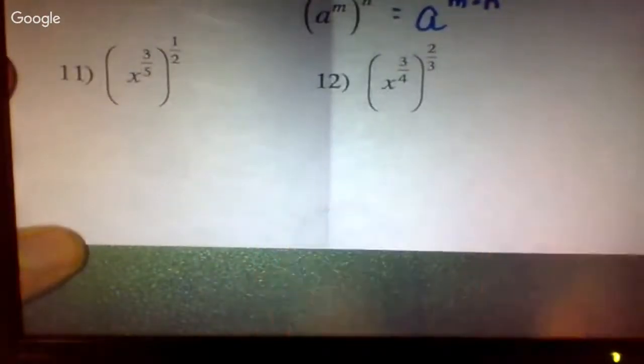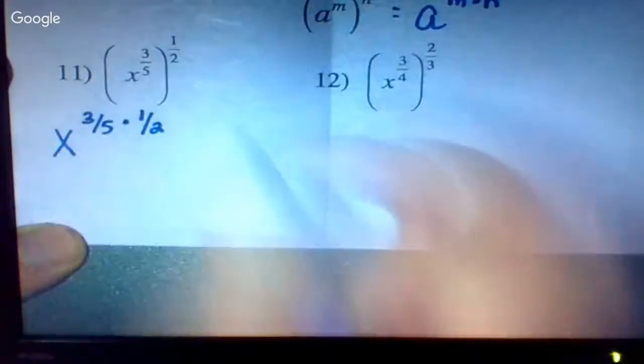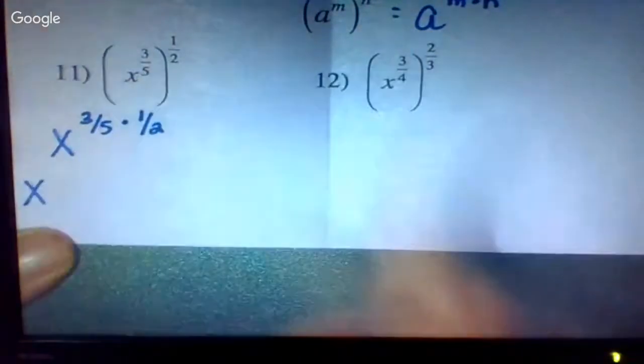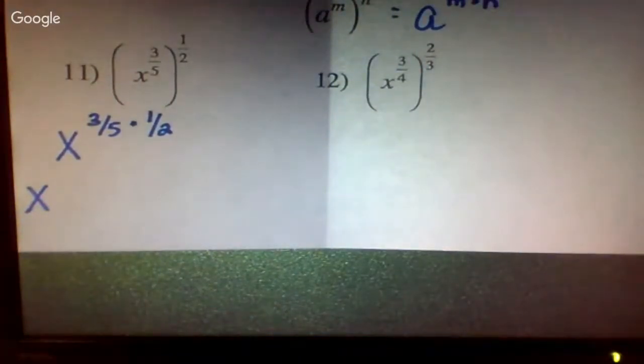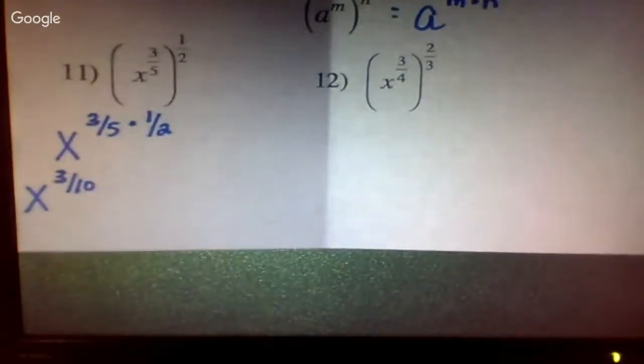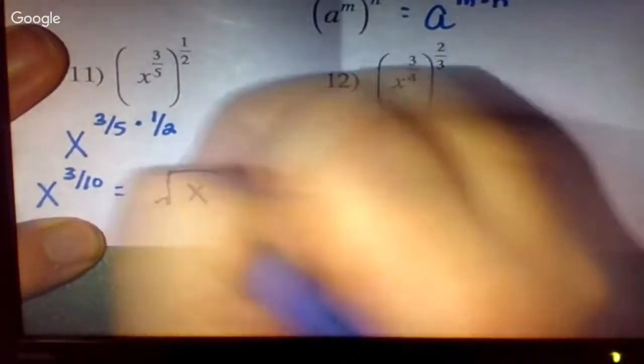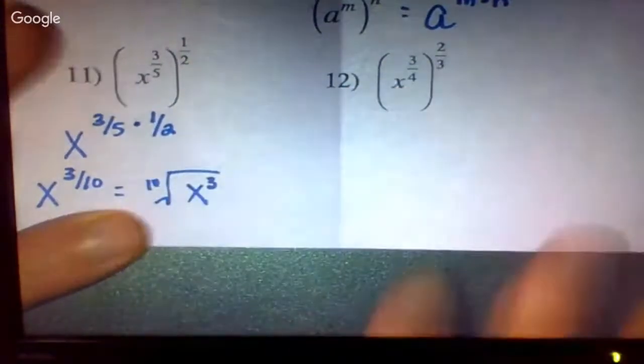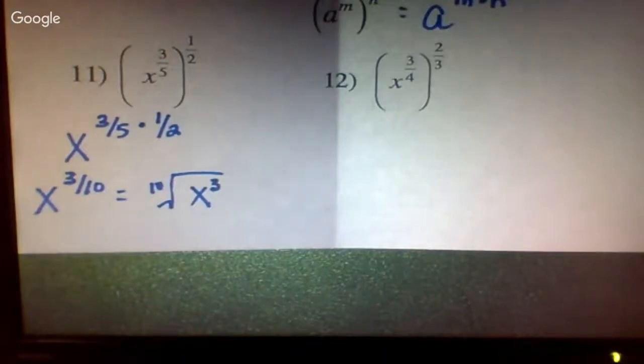So number 11 is x to the 3/5 times 1/2. So what's 3/5 times 1/2? 3/10. I'm going to multiply straight across. 3 times 1 is 3. 5 times 2 is 10. Okay. How do I write that in radical form? 10 on the outside. The 10th root of x to the third.